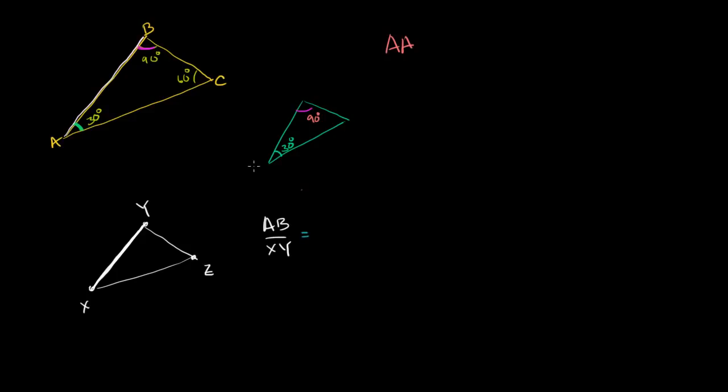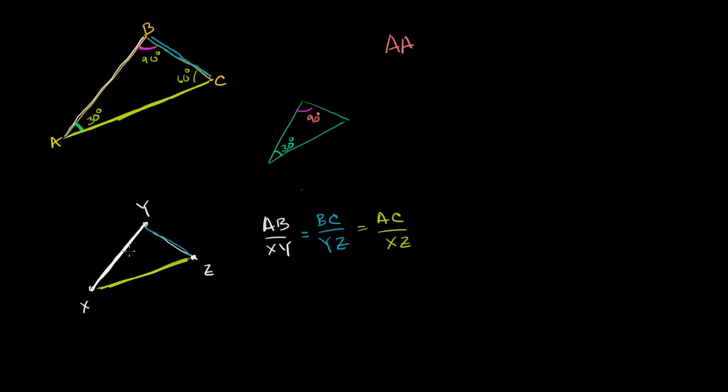Let's say that that is equal to BC over YZ. And that is equal to AC over XZ. So once again, this is one of the ways that we say, hey, this means similarity.